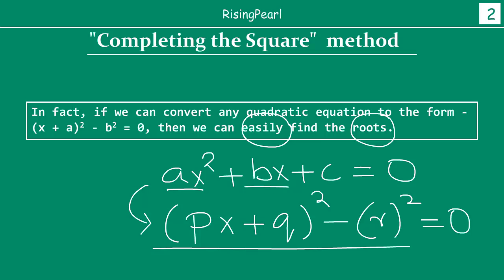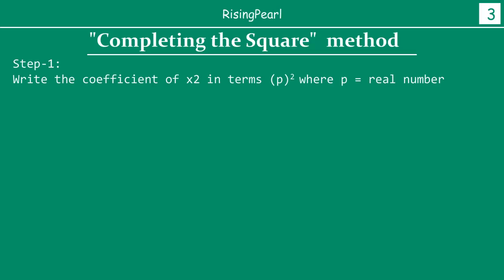So let's do that. The first step is we write the coefficient of x squared in terms of p squared, where p is a real number. In other words, let's write our quadratic equation here: ax squared plus bx plus c equal to 0. This is the quadratic equation. So the coefficient of x squared is a. What we want to do is find p, where p is such a real number whose square is equal to a.